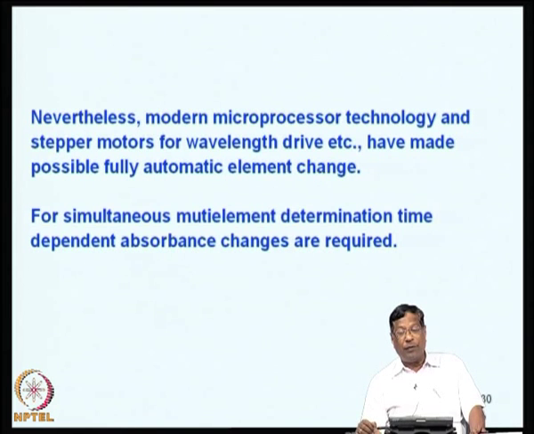For example, if you want to determine a number of elements in the same sample, sometimes it is possible to run through sample number 1 to number 10 and come back and change the lamp and again go determine another element, or in the same sample you determine all the elements simultaneously and then go to next sample like that. Several possibilities exist when you have to do the number of analysis for different kinds of elements.